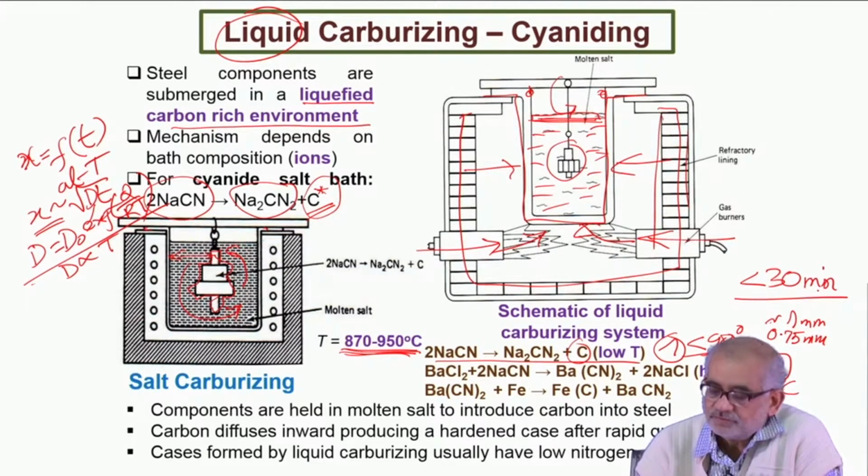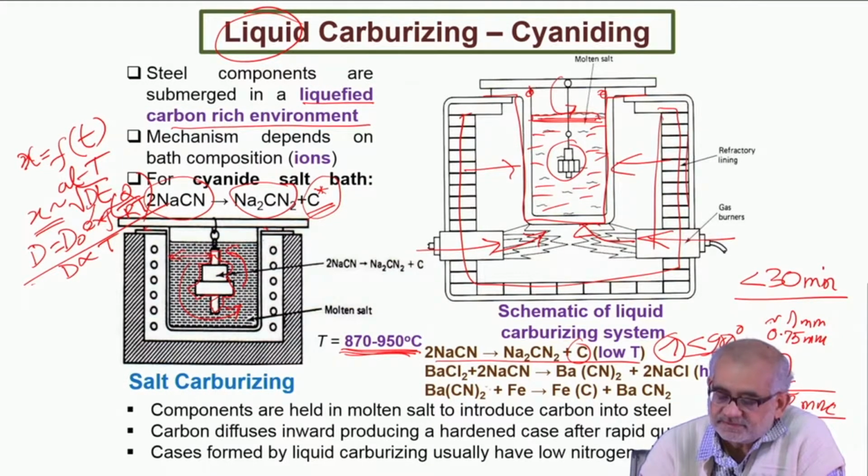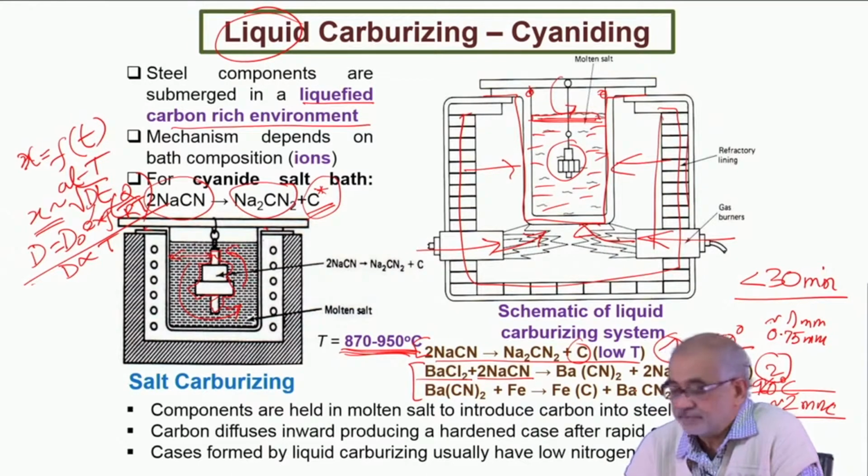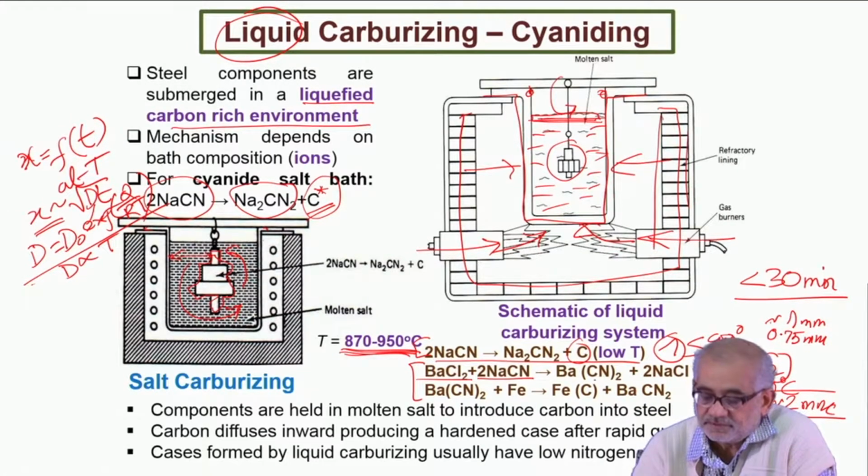Now, if instead of just a millimeter or 0.7, 0.8 millimeter, you want to go to about 2 millimeter or more, you would go for a slightly higher temperature, about 950, 960 degrees centigrade. And then the sodium cyanide bath that we use is actually mixed with barium chloride. So in this process, the barium chloride reacts and creates barium cyanamide and also liberates the sodium chloride.